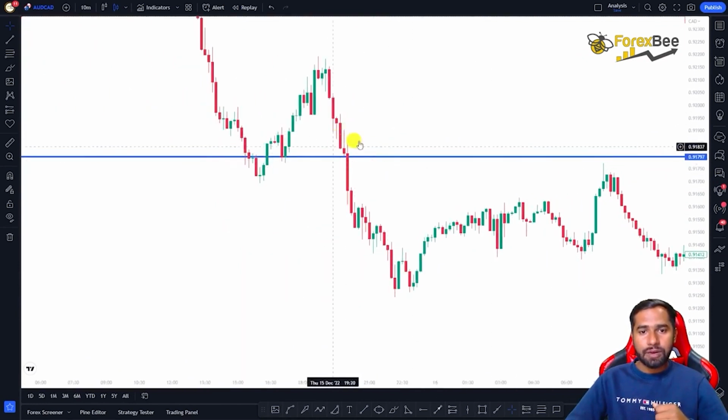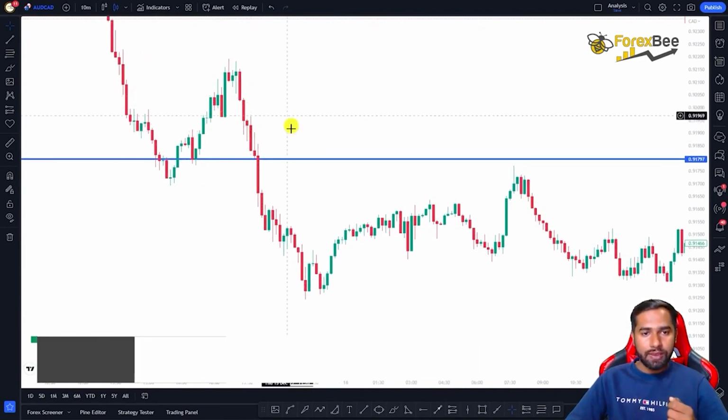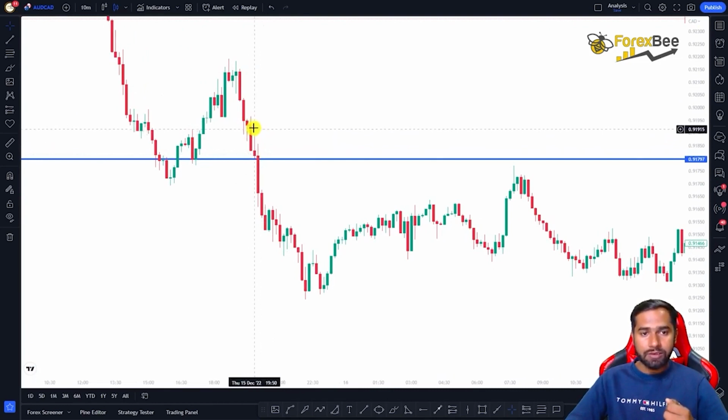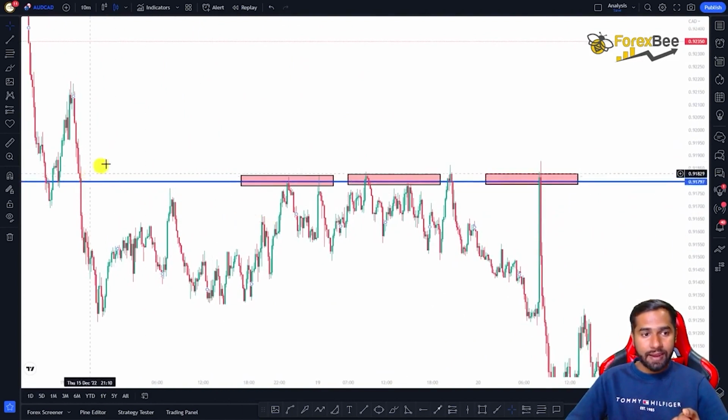So after detecting this SR flip level, we can go towards lower time frames to find any confluence that we can add. In this case, we can see the confluence of a drop, base, drop supply zone, and also this level is acting as a resistance for now. So now both the supply zone and the resistance are at the same level.